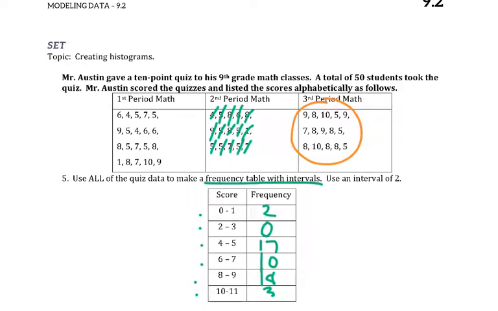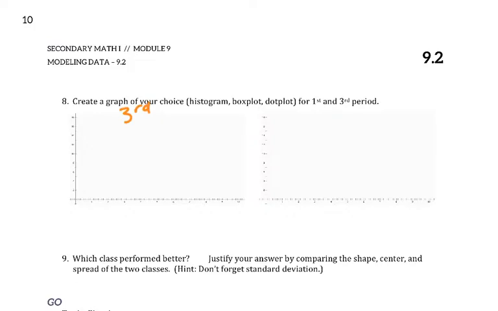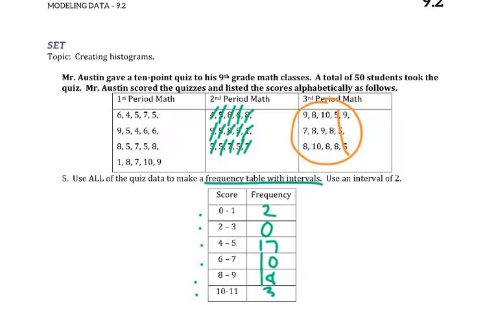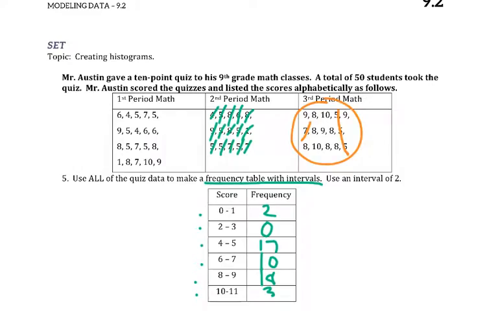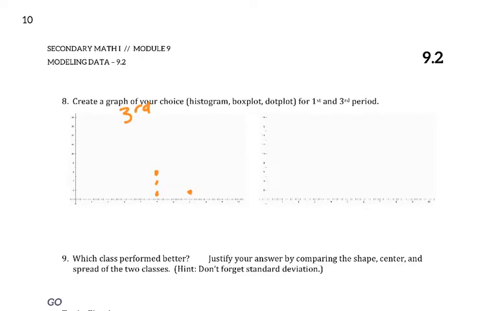So we've got 3 5s. So I'd make 3 dots of 5. 1, 2, 3. Okay, 1 7. 1, 2, 3, 4, 5, 6 8s.